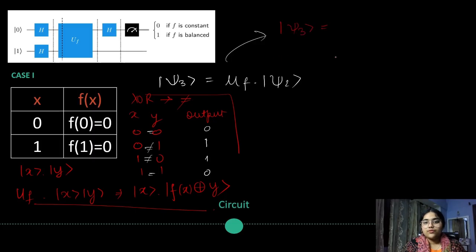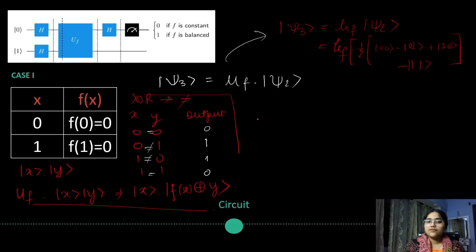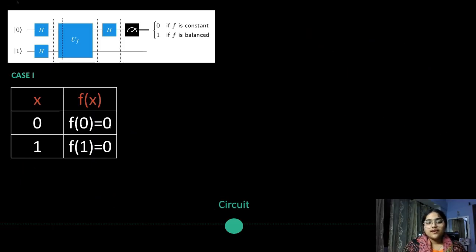psi 3 equals U_f psi 2, and solving it further, we get U_f into psi 2, and the value we calculated was 1 by 2 times this product. So first, before we do that, we'll consider case number 1, taking it as a constant function. We are assuming that the function is constant, and we have seen that for different inputs, the outputs are the same.